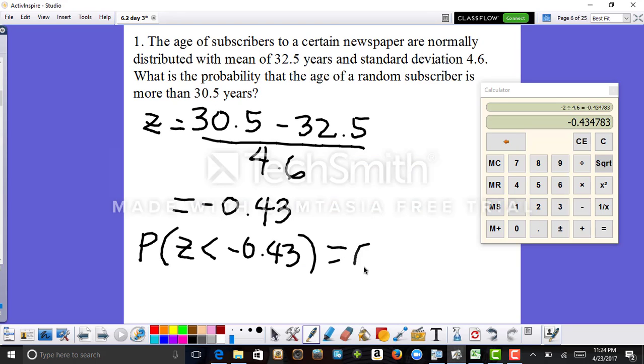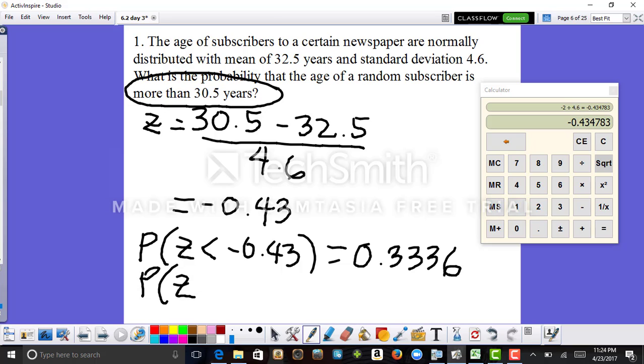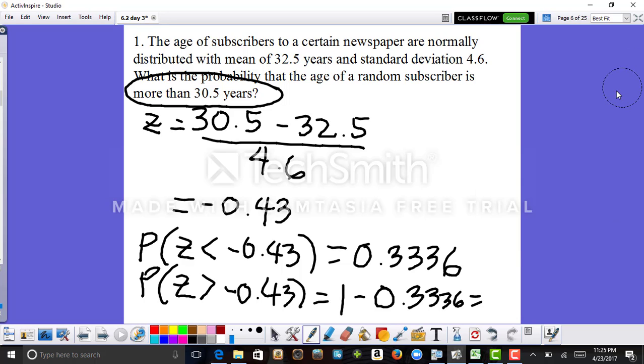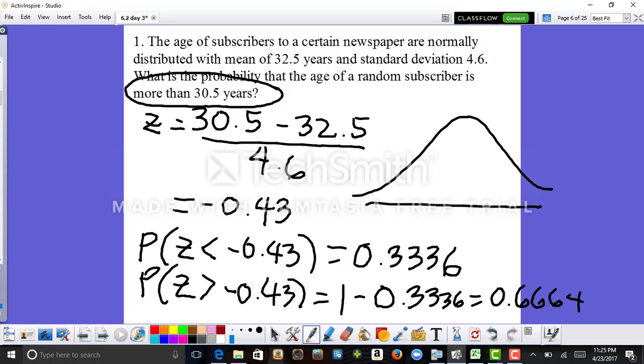But our question is more than 30.5 years. So the probability of z greater than negative 0.43 is you subtract from 100%, or from 1. So 1 minus 0.3336. Our final answer will be 0.6664.